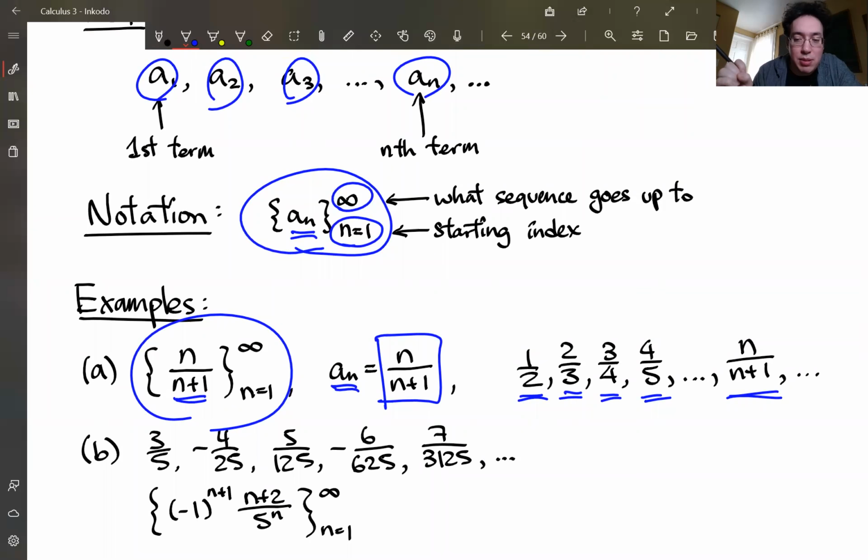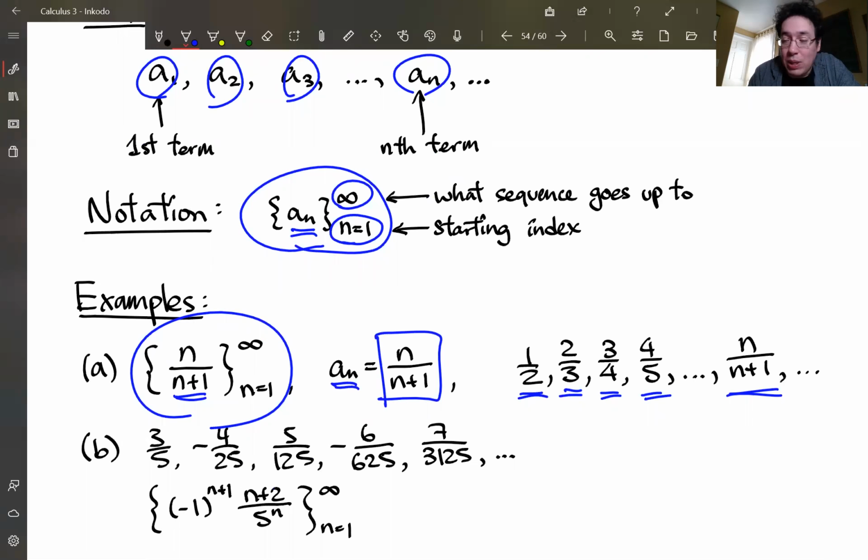Here's another one. Maybe just the list is given to you: 3/5, -4/25, 5/125, -6/625. And maybe there's enough of the sequence where the pattern is apparent. You might have to work out what the pattern is. It looks like the numerator counts up by 1: 3, 4, 5, 6, 7. It's also changing sign each term. So it's positive, negative, positive, negative, positive.